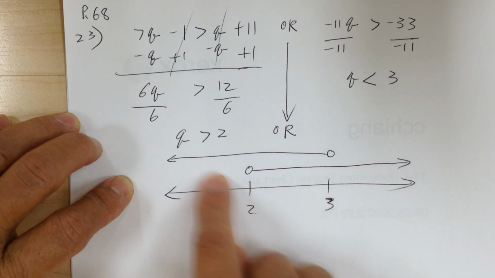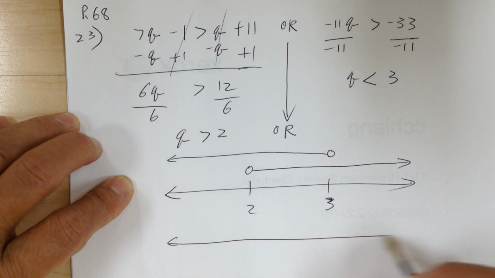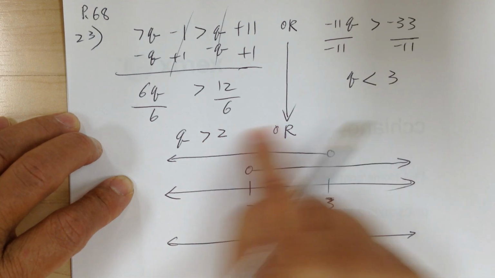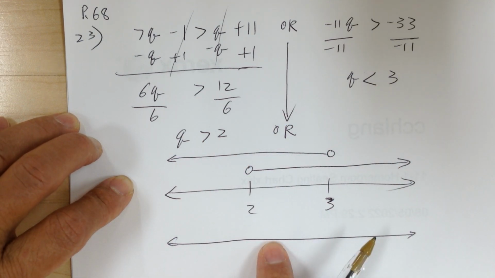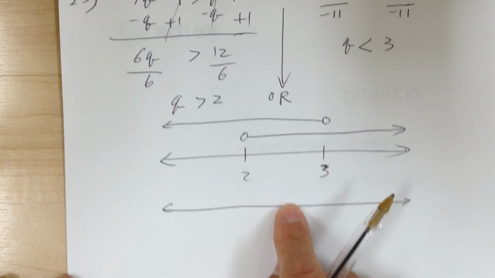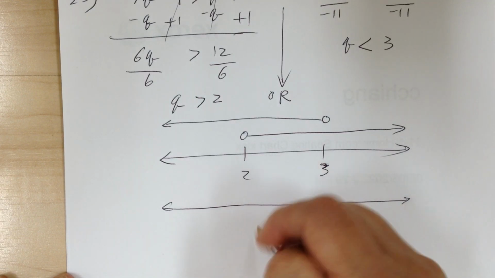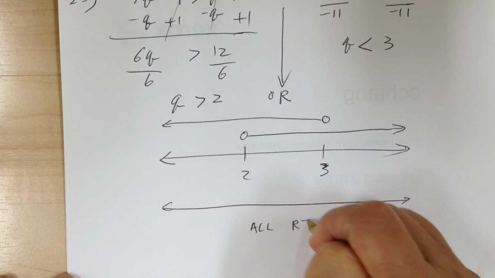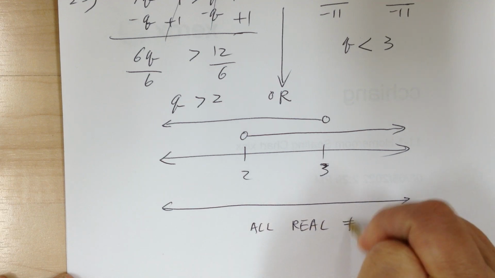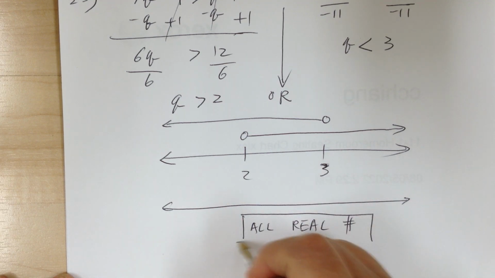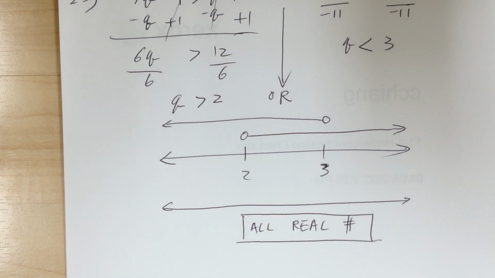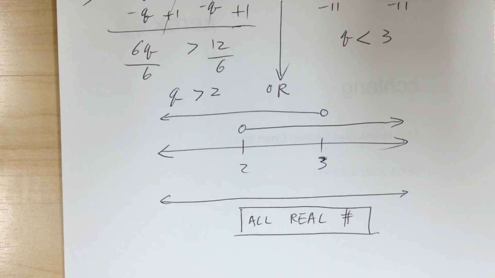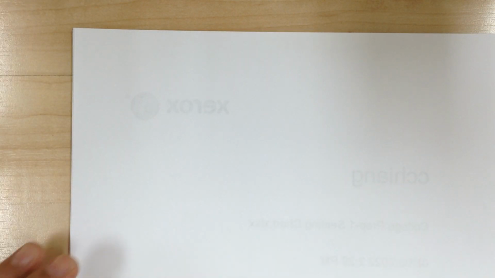So in this case, your final answer would be the whole thing. With OR, you just combine them together. So you're going to get the whole thing. This is your graph. So the answer based on this graph would be all real numbers, because you've got the whole line. Okay, let's go to the next one.